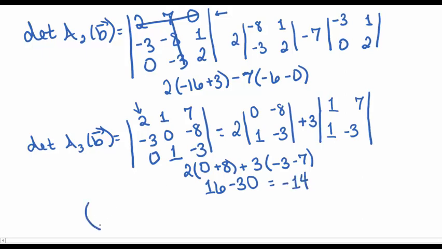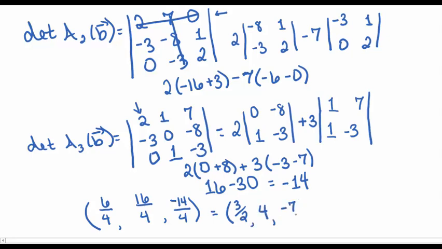So my final answer is the determinant of A sub 1 over the determinant of A, the determinant of A sub 2 over the determinant of A, and the determinant of A sub 3 over the determinant of A. We can reduce this. We'll get 3 over 2, comma 4, comma -7 over 2.